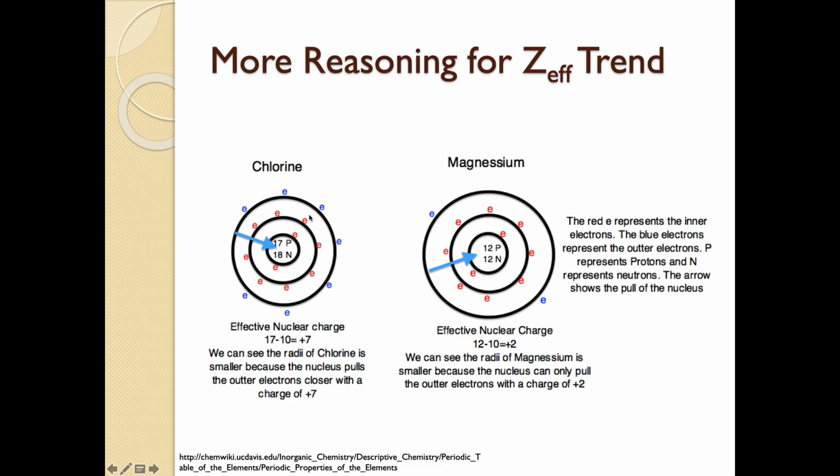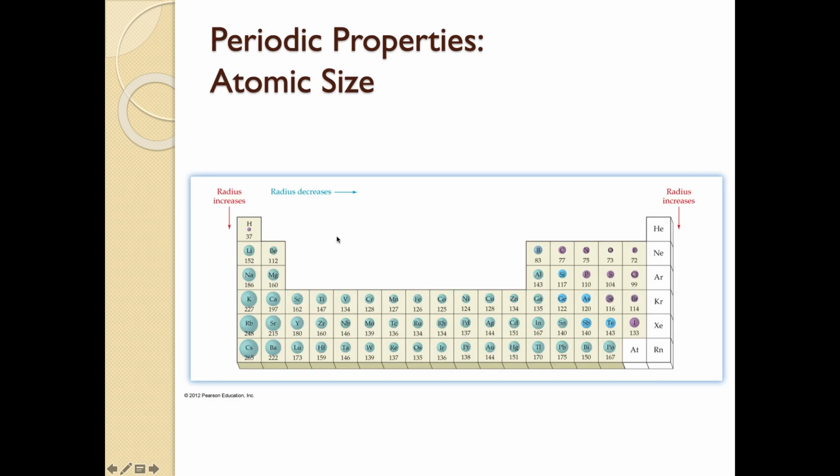Now, visually, if you look at these two images, you get a preview of one of our next trends that we're going to move on to in a second, which deals with atomic size. The bigger our pull on the outer electrons from the nucleus, the tighter those electrons are going to get pulled. Meaning that as we go to the right on the periodic table, our effective nuclear charge is increasing, but the size of the atoms themselves is actually going to decrease, because the size of the atom depends on where these outermost electrons are. If they feel a stronger pull from the nucleus, they're going to get pulled tighter. And so you end up with smaller atoms as you go to the right.